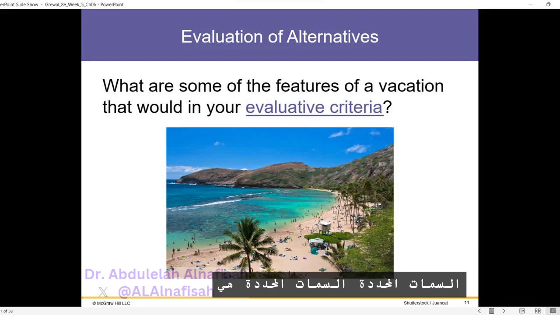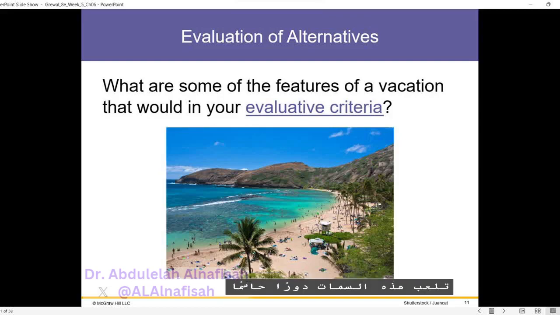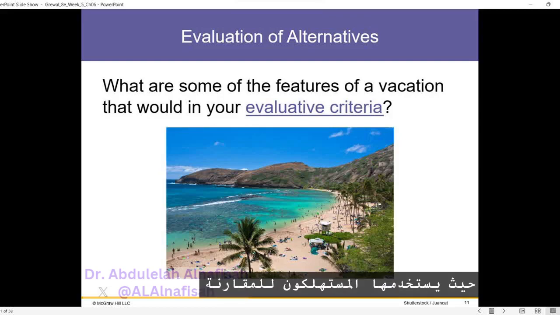Determinant attributes. Determinant attributes are specific product or service features that are important to the buyer and on which competing brands or stores are perceived to differ. These attributes play a crucial role in the decision-making process as consumers use them to compare and choose between alternatives. Marketers often focus on highlighting their brand's unique or superior attributes to differentiate themselves from competitors. Simplifying the decision-making process.